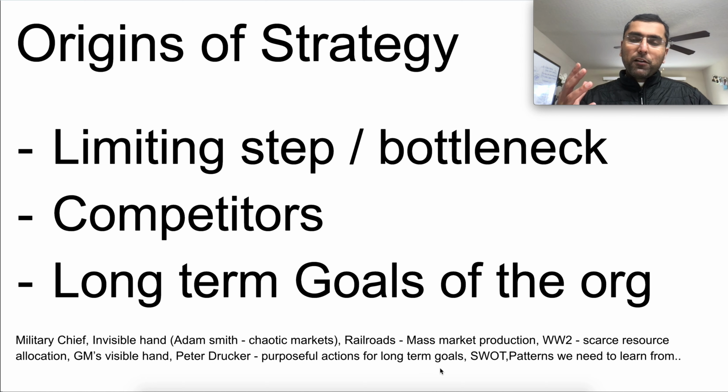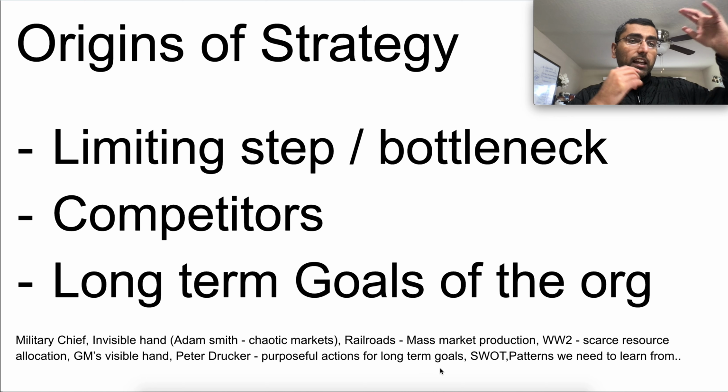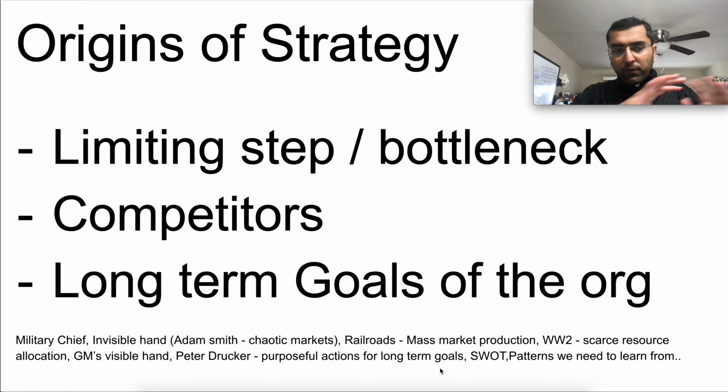So strategy, for some, it's like a limiting step. Like how do you improve your current steps and processes and improve your bottlenecks? For some, it's like how do you compete effectively? For some, it's like how do you have long-term goals that are purposeful, so you can take actions today, like Peter Drucker's theory. How do you take purposeful actions today so that you can align your results and your long-term goals, right? So different ways in which strategy has evolved.